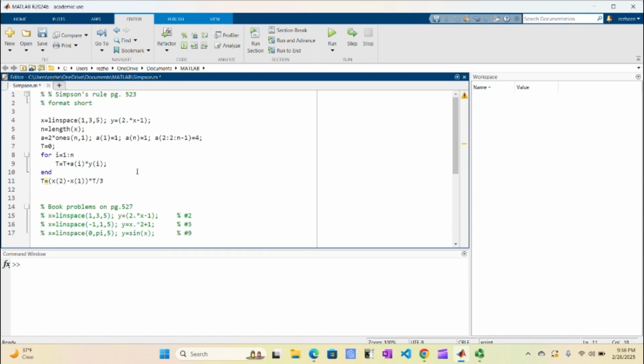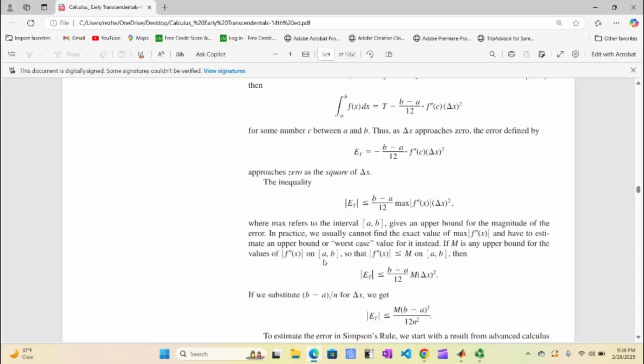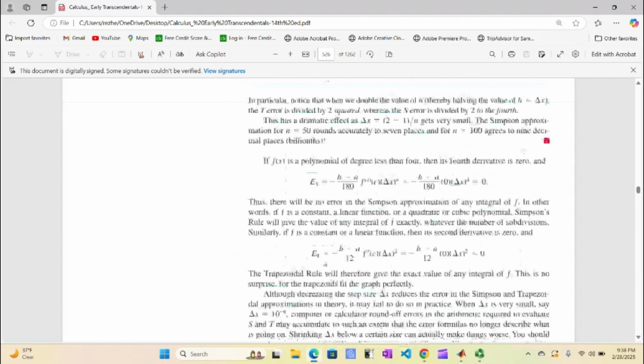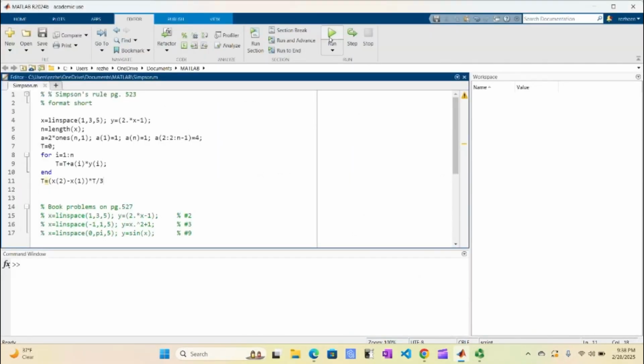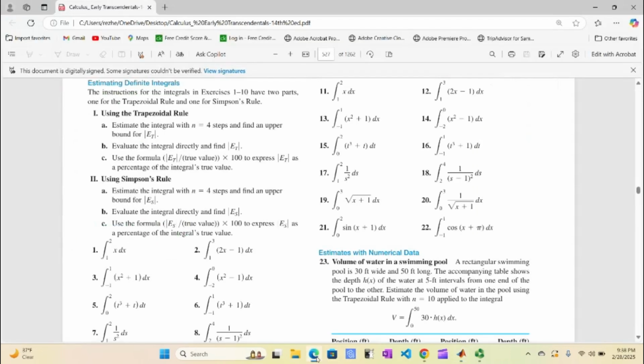Let's go ahead and run this program. So the first example is 2x minus 1. If I come all the way down, it's actually number 2 in here. 2x minus 1, its integral from 1 to 3. And the answers I have are on Quizlet, but I'm not going to check it. But the answers we get here match the ones in Quizlet. So let's go ahead and run it. And we get t equals 6. So that's Simpson's rule for the integral from 1 to 3 of 2x minus 1.